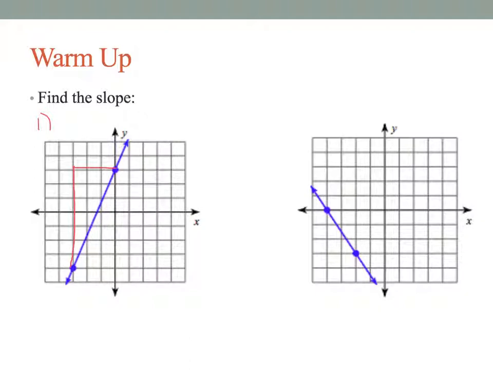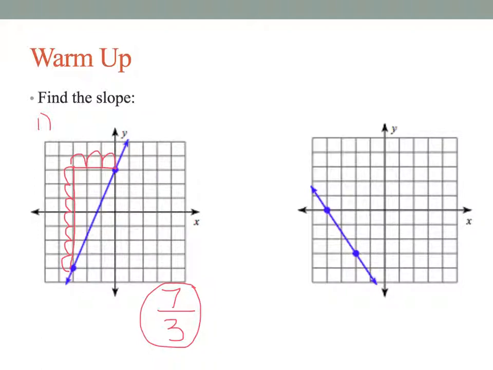So we want to count how many spaces we go up. We're going to count from the bottom point. We're going to come up 1, 2, 3, 4, 5, 6, 7. So we went up 7, so that's a positive 7, and I'm getting ready for my slope. And now how many points did I move to the right? 1, 2, 3 points to the right. So my slope is 7 over 3, and that's a fraction that cannot be reduced.